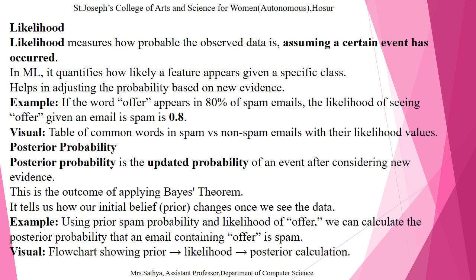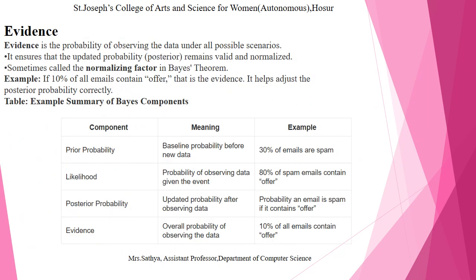Okay, so the next one is posterior probability. The posterior probability is the updated probability after considering evidence. So what is the probability that an email is spam given that it contains the word offer? Posterior equals likelihood times prior divided by evidence. This is the final output of Bayes theorem. So the first one is prior probability, the second is likelihood, the third is posterior probability, and the fourth is evidence.